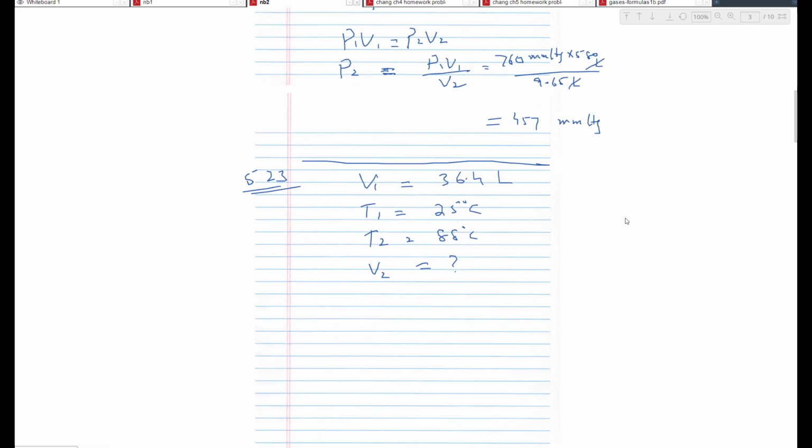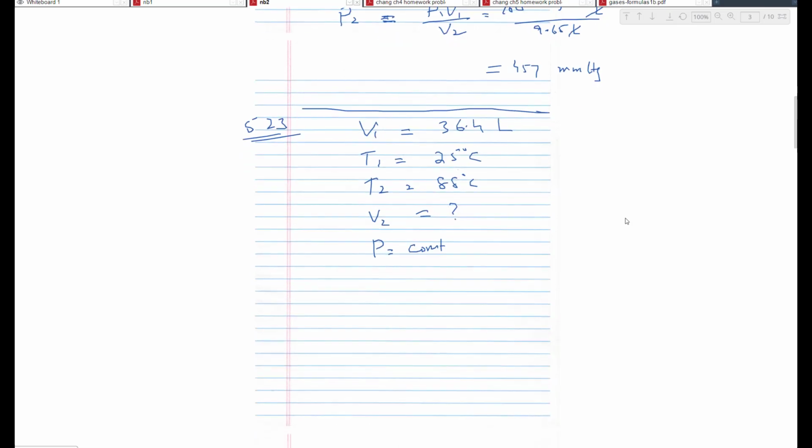At constant pressure, so pressure is constant, we have to apply Charles' law. Even without doing anything, my first thought was that V2 is going to be more than 36.4, because we're heating it, so more temperature means more volume.